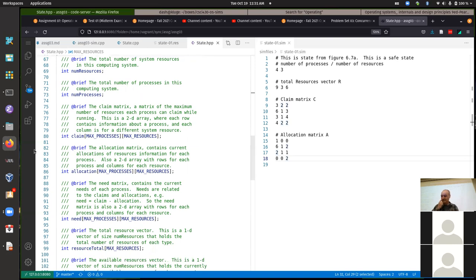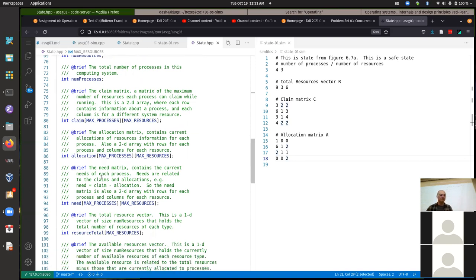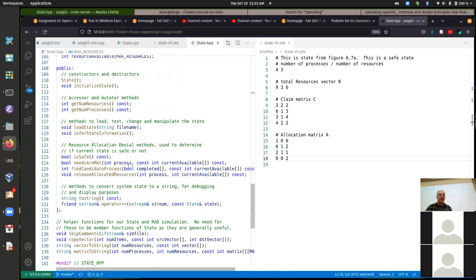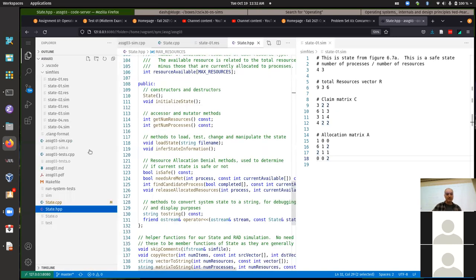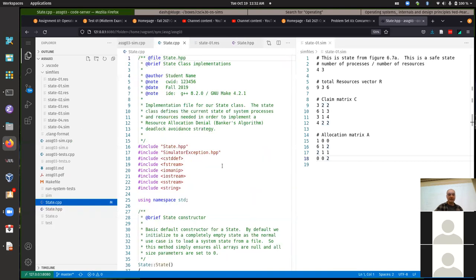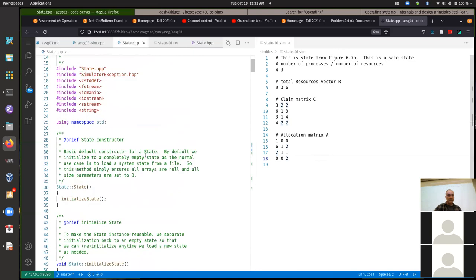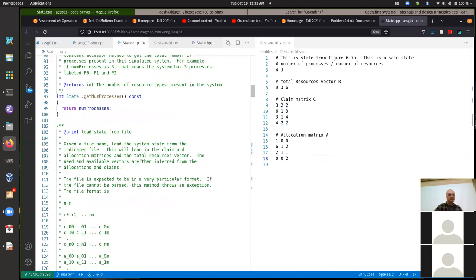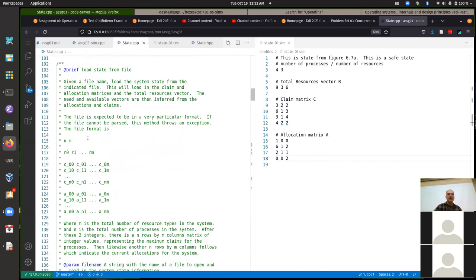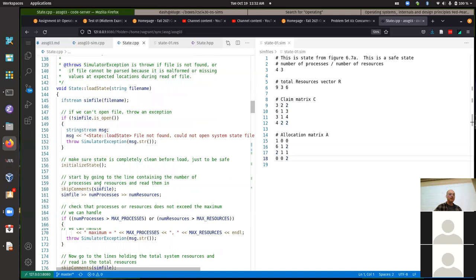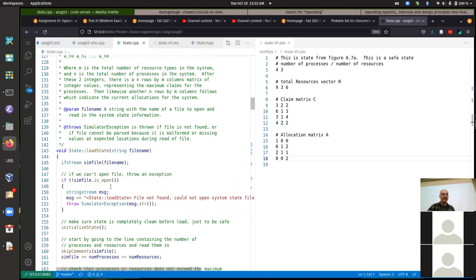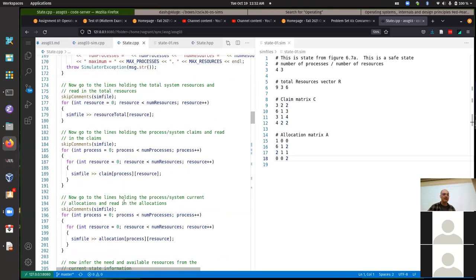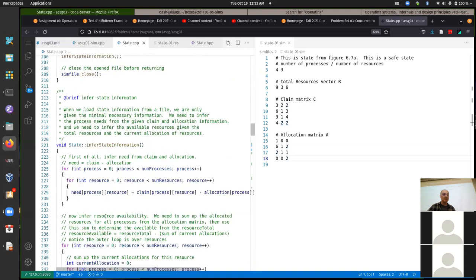That's how we're representing all these. It might be helpful for you to look at the code that's given, for example, to load files. Let's look at the code to load the state from the file, because the things you have to implement for this assignment are loops that work pretty similar to the code in the load state function and the infer state information function.